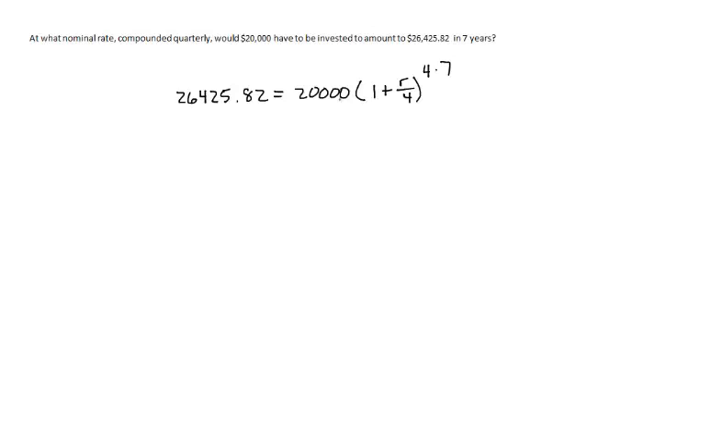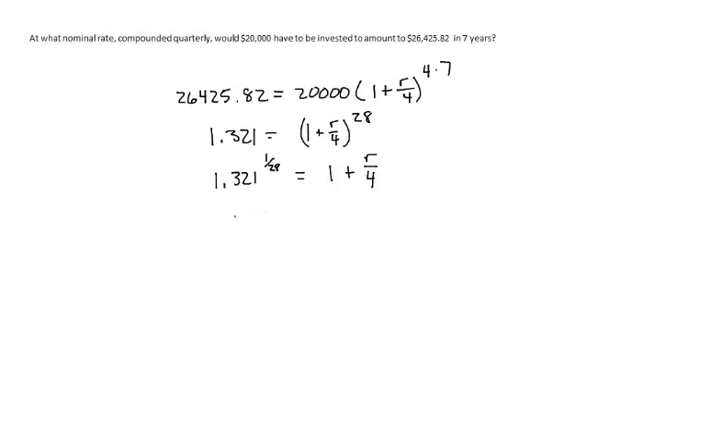So we're going to divide both sides by 20,000, and we get 1.321 is equal to (1 plus r over 4) raised to the 28. And now I'm going to raise both sides to 1 over 28. So I have 1.321 to the 1 over 28 is equal to 1 plus r over 4.